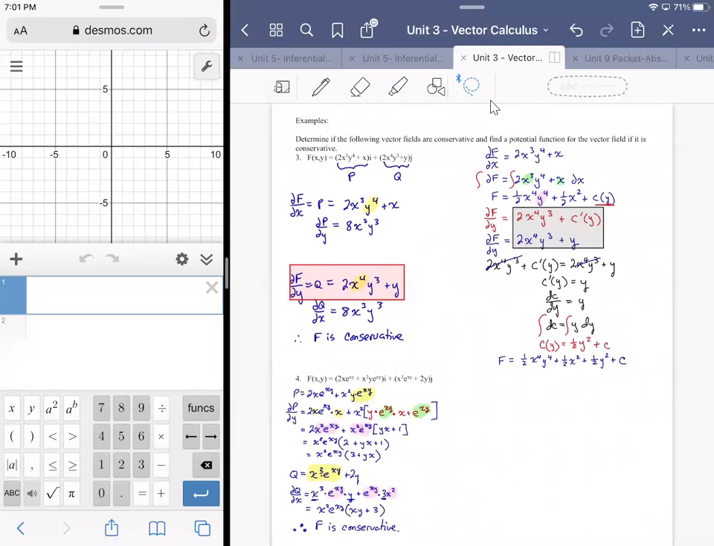One second. Whoa, what is going on here? This is so weird. My keyboard froze.